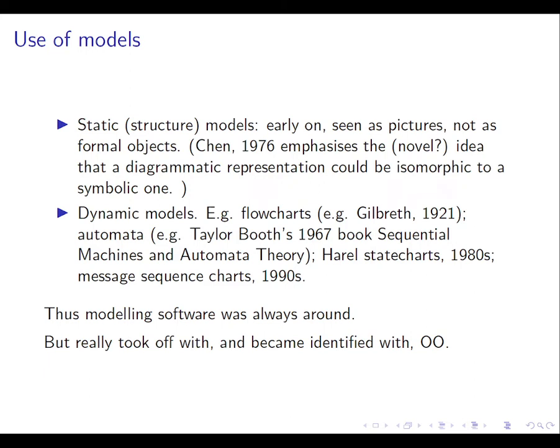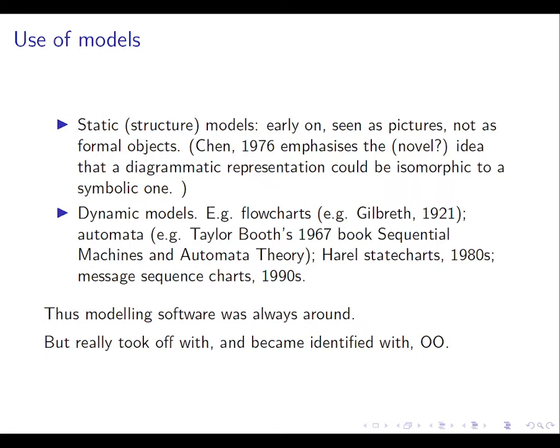Early on, there were models of data and the static structure models that were used. Those two are not quite the same thing, are they? But anyway, they're related, and they both were around very early on. Those models early on used to be seen as pictures rather than as formal objects, and it's quite interesting to look at the old papers from those days and see the understanding of what models really are evolving.